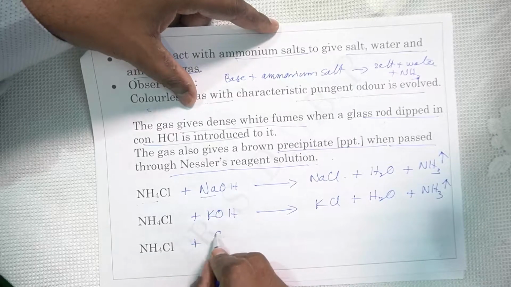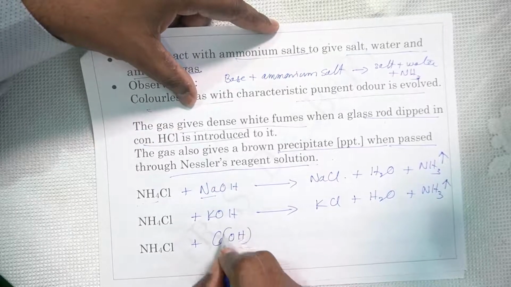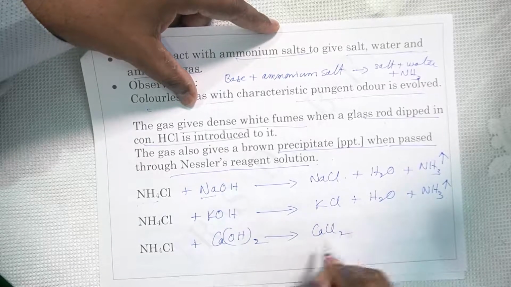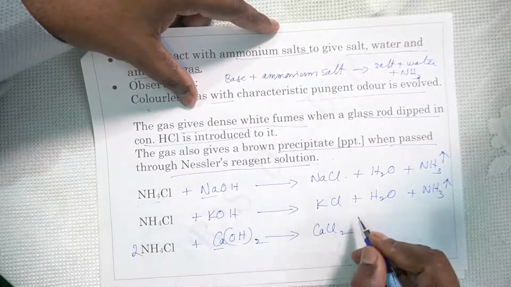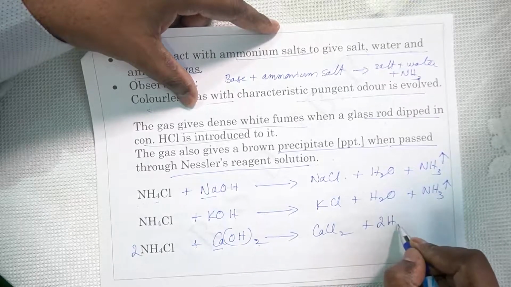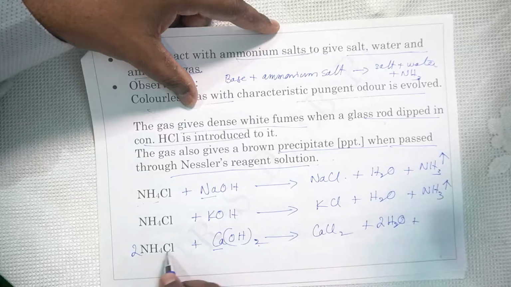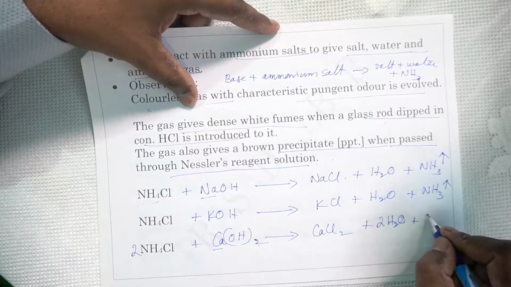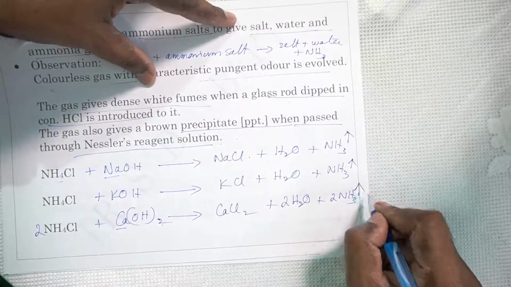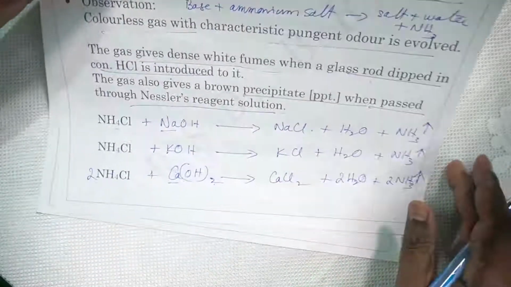NH4Cl plus if you take calcium hydroxide, another base. So what you get here? You get CaCl2. Calcium is a divalent metal. 2 NH4Cl will be required. And there are 2 OH groups, so 2 molecules of water. And 2 NH4 is taken, so you get 2 NH3. So ammonia gas is evolved in this.